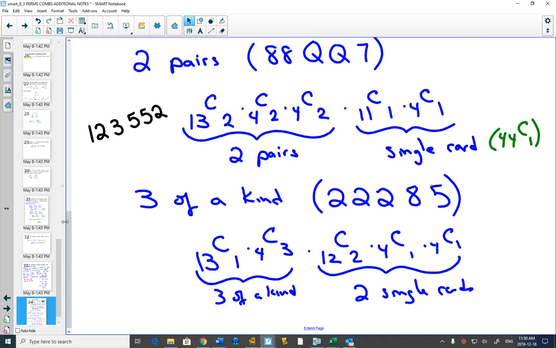And if we type this into our calculator, we get 54,912. So if you're wondering which is a better hand in poker, to get 2 pairs or to get 3 of a kind, it's less likely to get 3 of a kind. So that's why in poker, 3 of a kind beats 2 pairs.